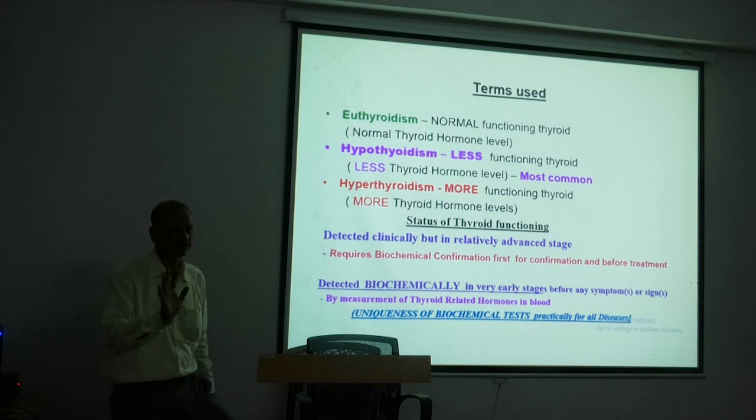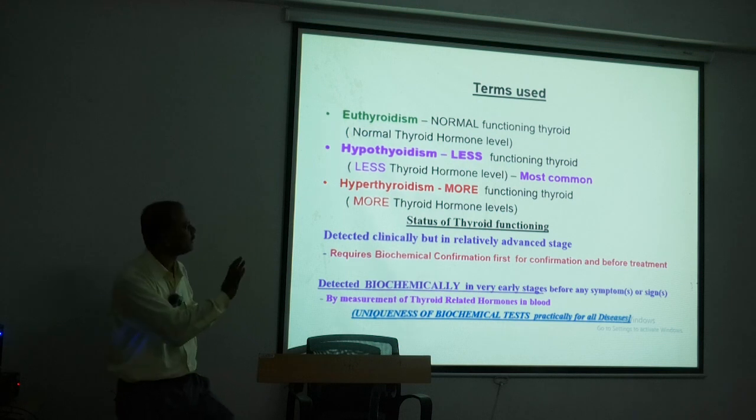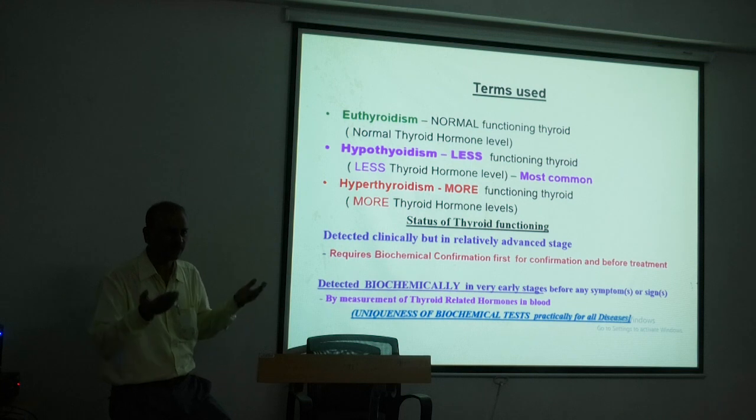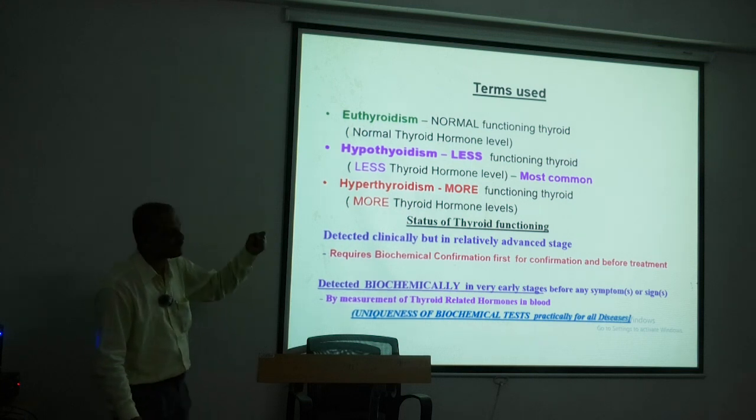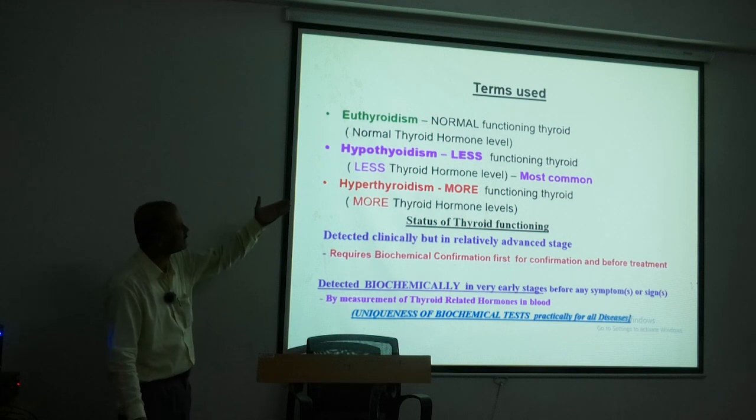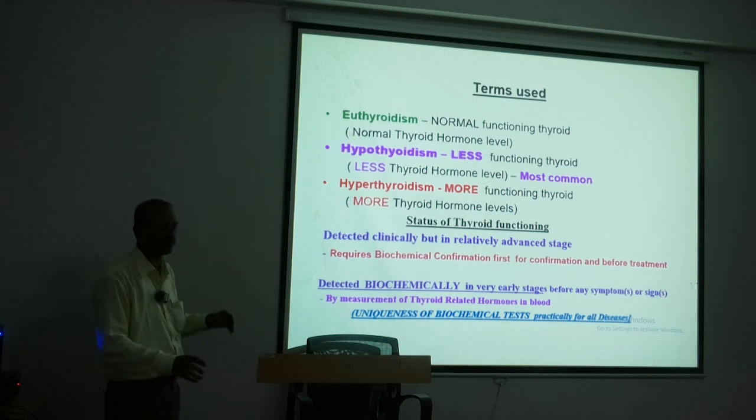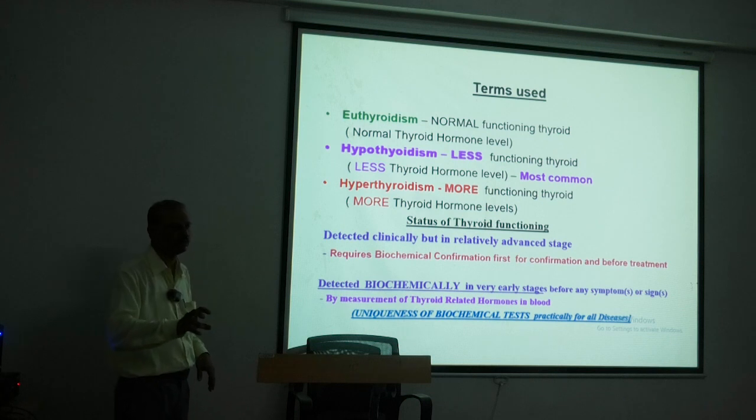The report is euthyroid and not normal. We are very much habituated to say normal. If you say euthyroid, it means you know the real terminology. Now, if it is less functioning, then we say it is hypothyroidism. And this hypothyroidism is the most common disease.